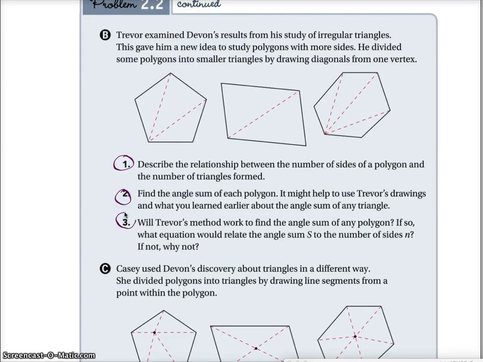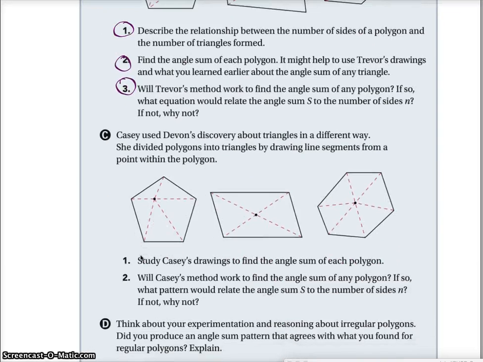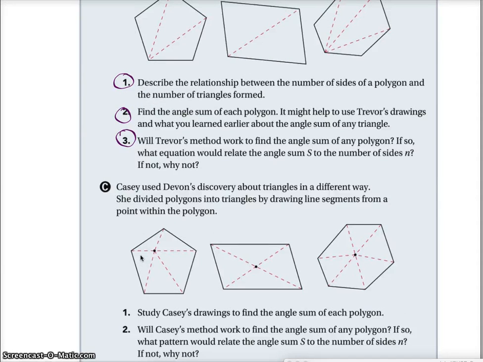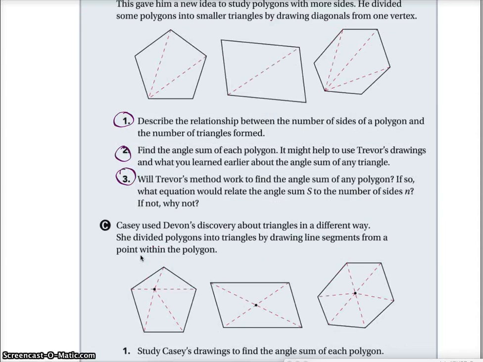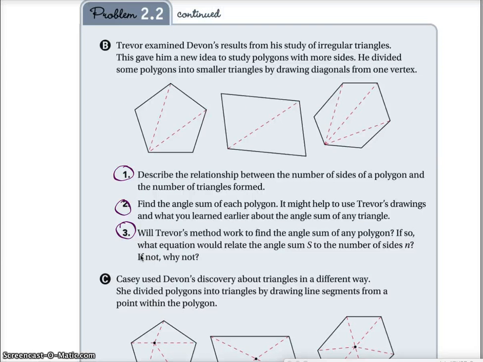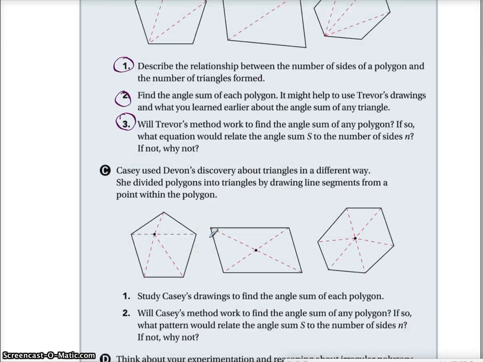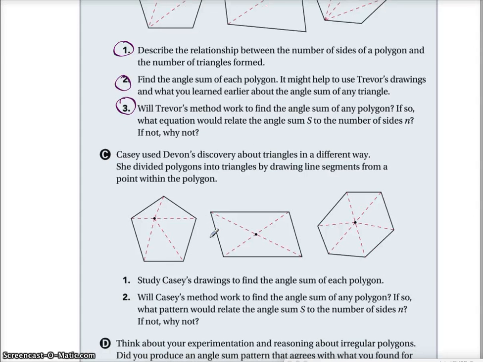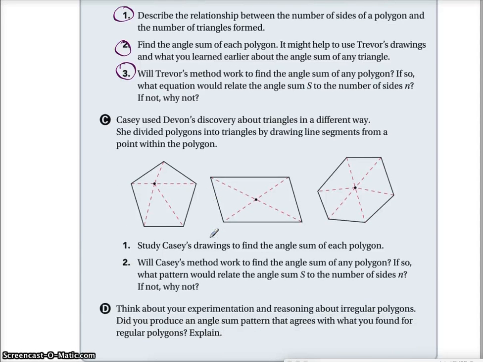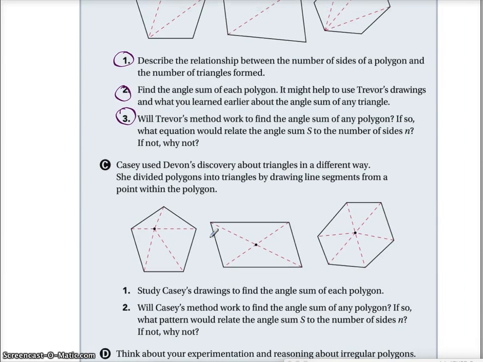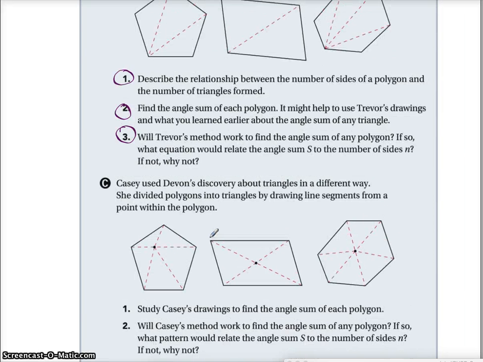So questions 1, 2, and 3 are about what Trevor examined about Devin's method. Answer these in your book along with question C. Question C is asking you to compare Trevor's method and Casey's method. So does Casey's method work? Yes or no? What you're going to have to do is look at the difference between the two and see which one works and which one doesn't. So questions A, B, and C should be in your book. I'll try to make a copy of your notes so you guys can see what it looks like.